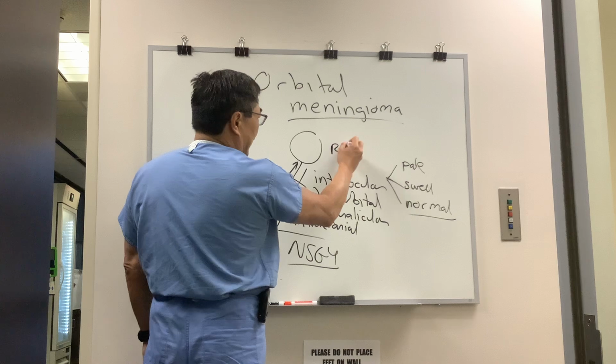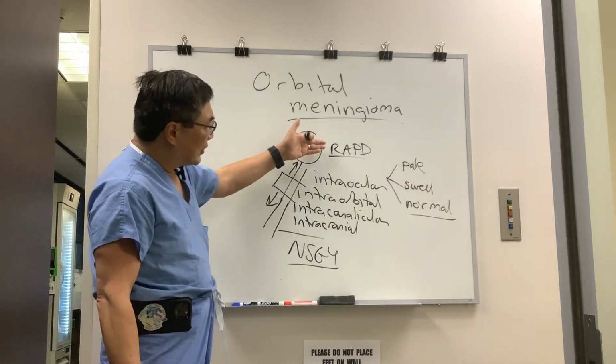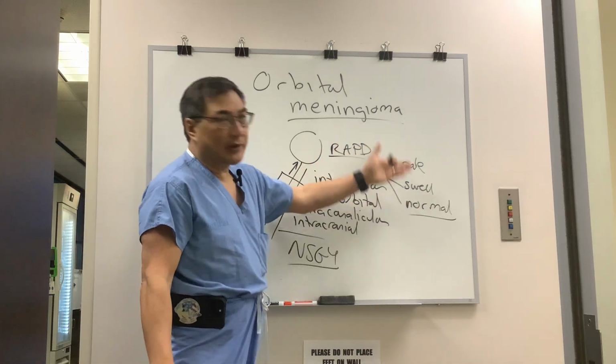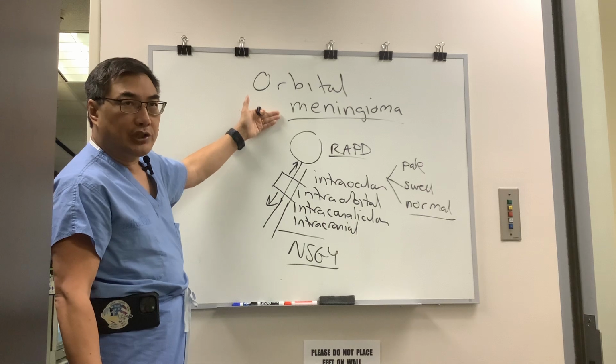And so we're going to be looking for the differentiating feature, which is painless progressive loss of vision, visual field, color vision, and an RAPD. And it doesn't matter whether the nerve is pale, swollen, or normal. You need to make sure this isn't an orbital meningioma.